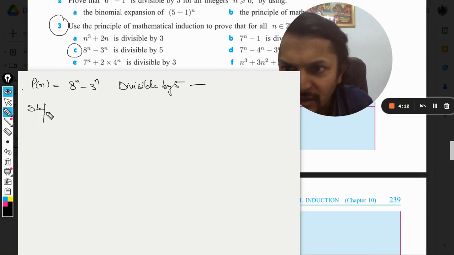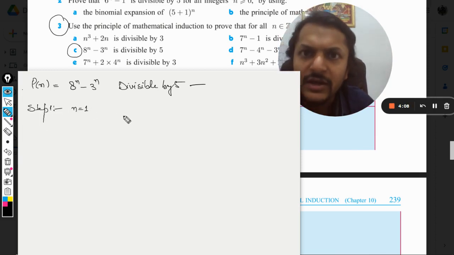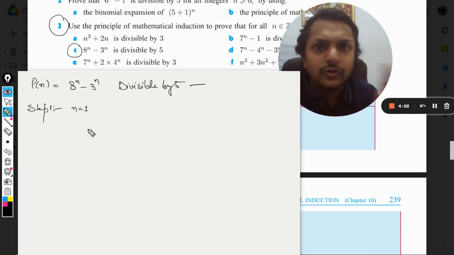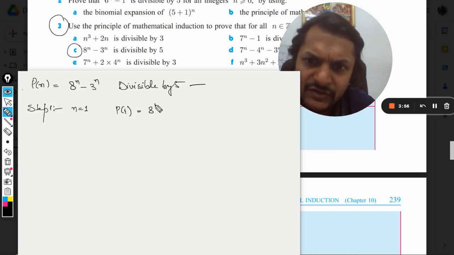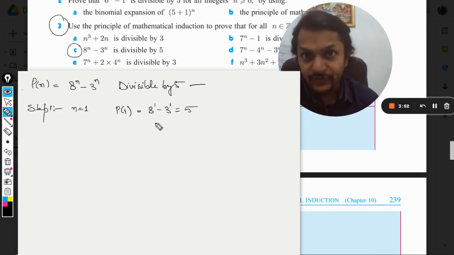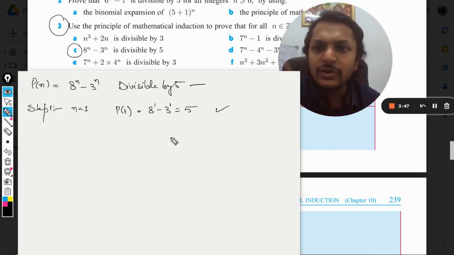So what is our step number one? We try it for first of all n is equal to 1, whether it is possible even or not. If it is not coming out to be equal for even n is equal to 1, we need not go further, no? So for n is equal to 1, I say P1 is 8 raised to power 1 minus 3 raised to power 1, which is coming out to be 5. So indeed it is divisible by 5. So this is proved for n is equal to 1.